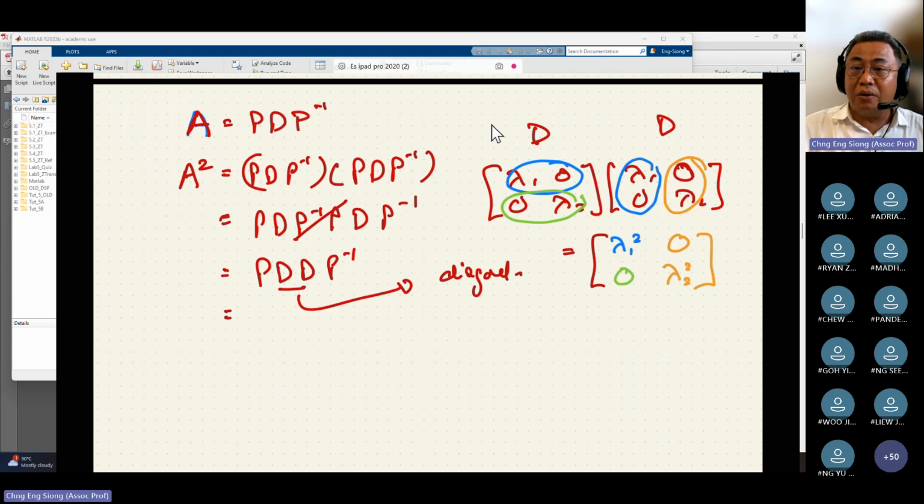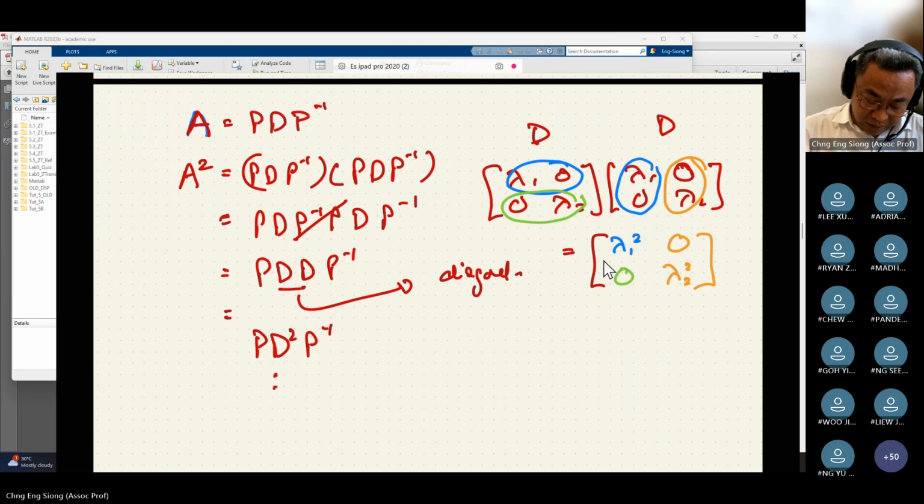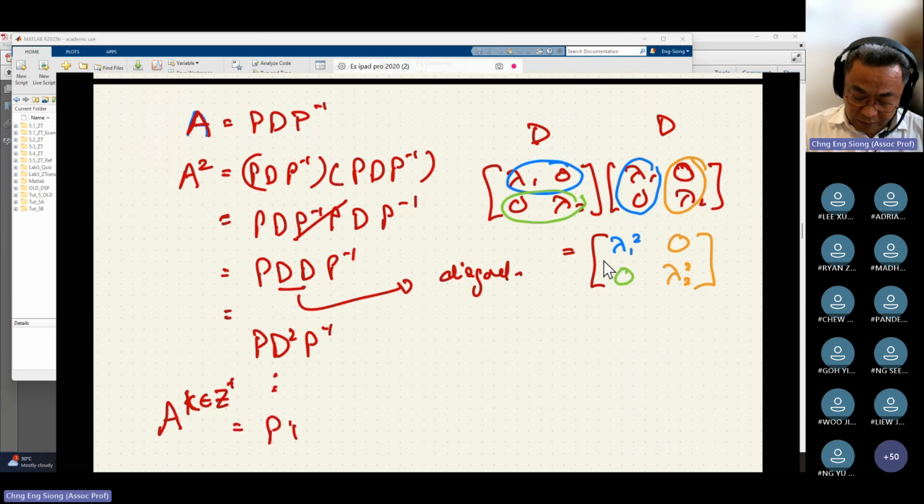So therefore, D squared is nothing but what? D squared is very easy to calculate. A squared is P D squared P inverse. And in fact you can do A to the K, where K is any positive integer. So it's P D to the K P inverse. So this is the powers of A.